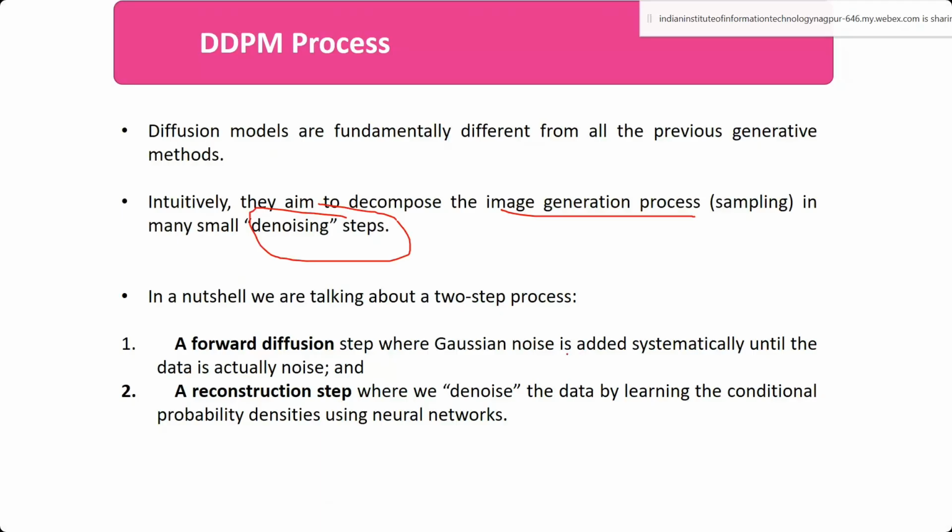In forward diffusion, we do not add random noise; we take Gaussian noise and add it to the image. It is added systematically until the data becomes completely noisy. And in the reconstruction step, we denoise the data by learning the conditional probability densities using the neural network.